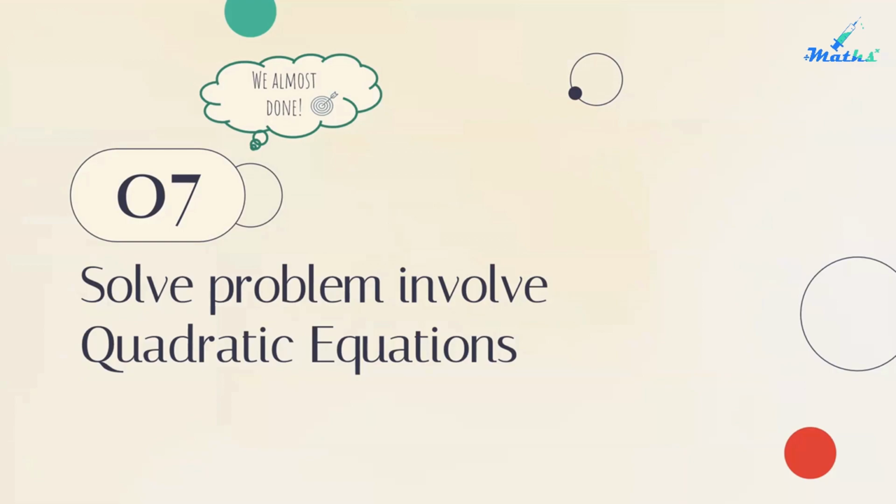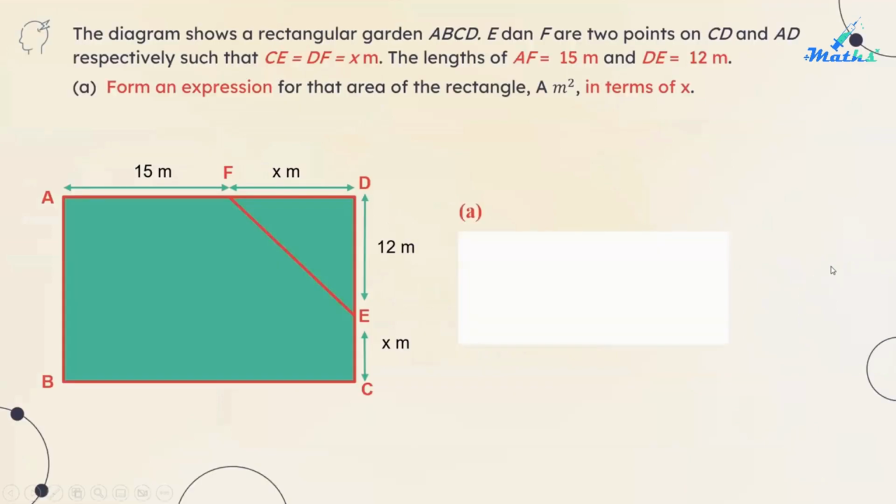Okay, the last topic, we're almost done. Solve problems involving quadratic equations. Okay, let's see the example. We take it step by step. It may be a bit complicated, but it's okay. Let's solve it. The diagram shows a rectangular garden ABCD. E and F are 2 points on CD and AD respectively, such that CE equal to DF and equal to x m. The length of AF equal to 15m and DE equal to 12m.